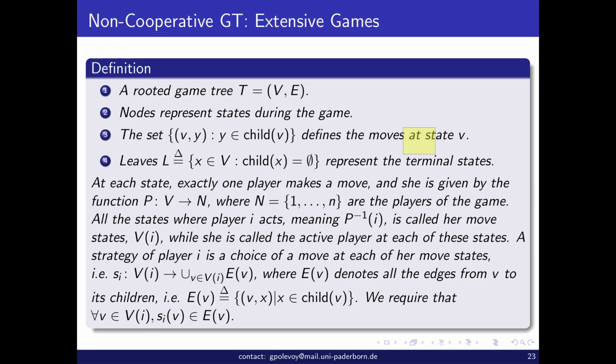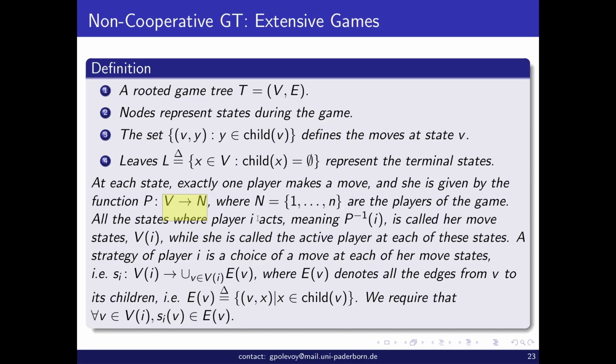Now, there are moves in each state for the person who acts in this state, and the leaves are those nodes that don't have children, and they represent the terminal states, so states from which you stop the game. Now, at each state, exactly one player makes a move. And that's the player that was written in our example. There is a function P which tells which player makes a move at state V. So P takes a state and returns a player from N, and N are the players of the game.